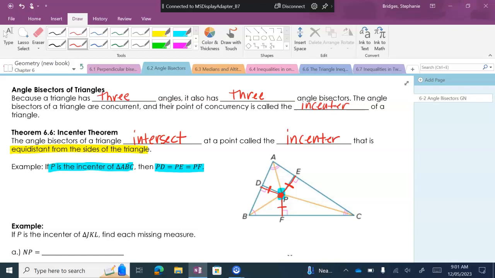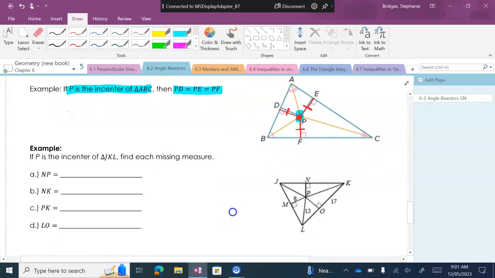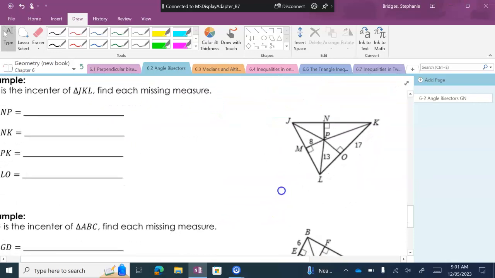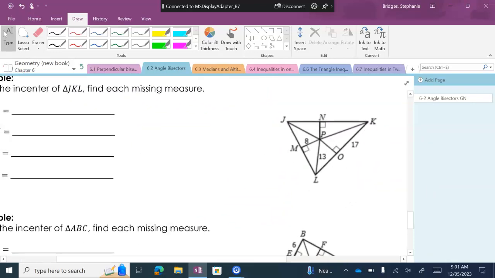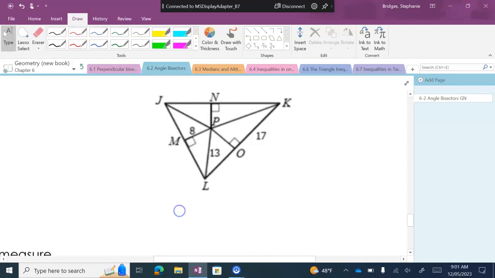Everybody ready? Okay. Now, we're going to be looking at this triangle, and what we're going to do is see what we can figure out before answering any questions.